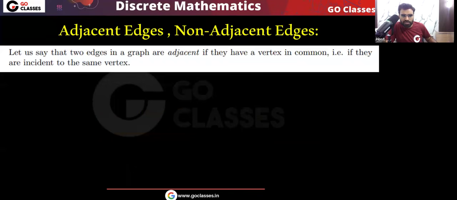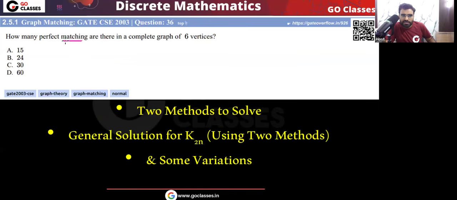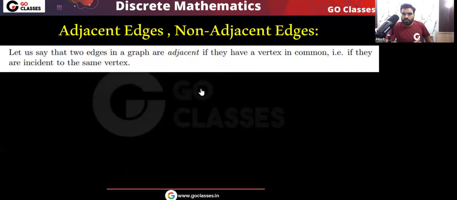First, let's do a quick revision of some concepts that are very useful. What are adjacent edges? What are non-adjacent edges? Because remember, what is a matching? Matching is basically a set of edges which are pairwise non-adjacent. Okay, so we must know what are non-adjacent edges and what are adjacent edges. This is just a recap of our concepts. In our lectures, we have already seen all these concepts. So let's see what are adjacent edges and non-adjacent edges.